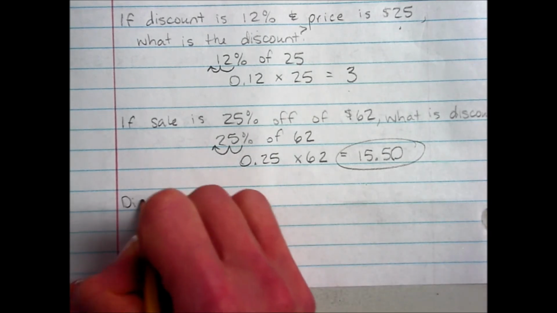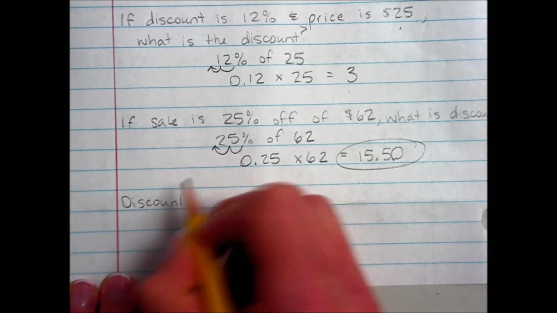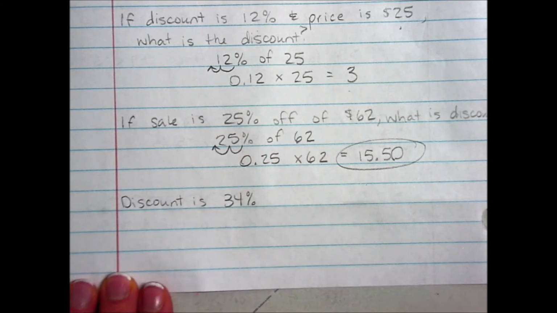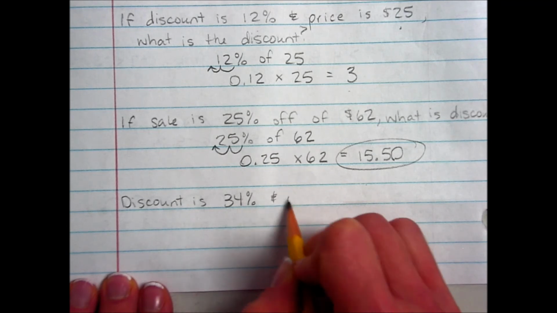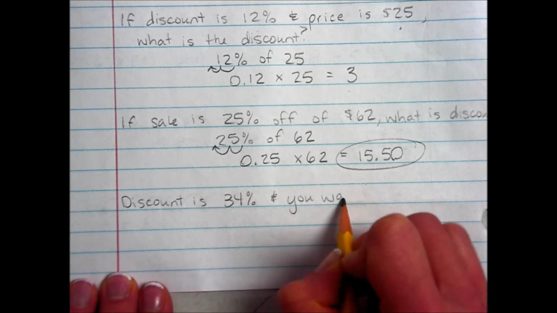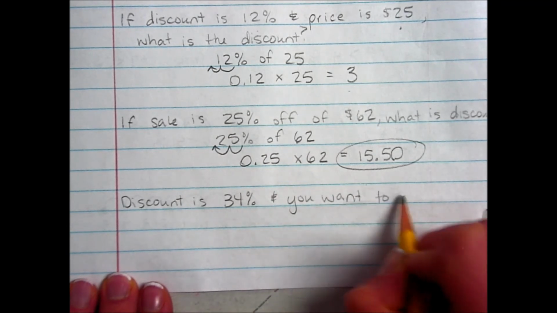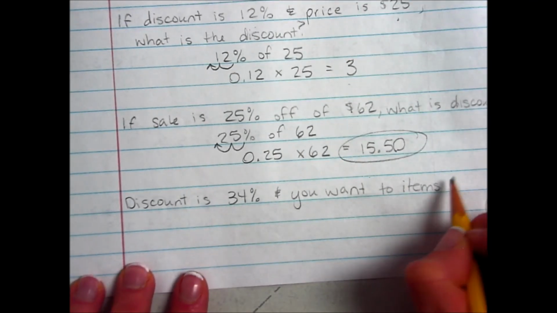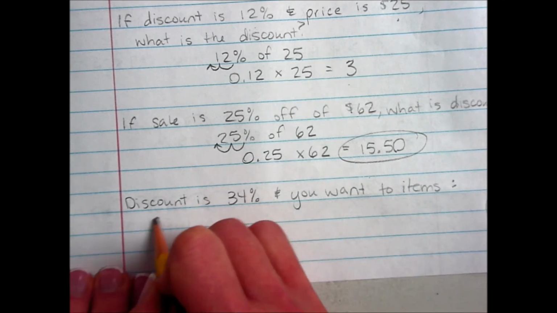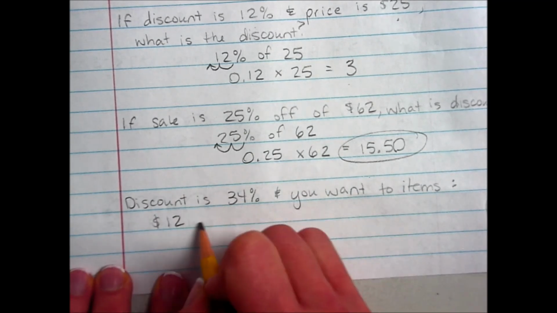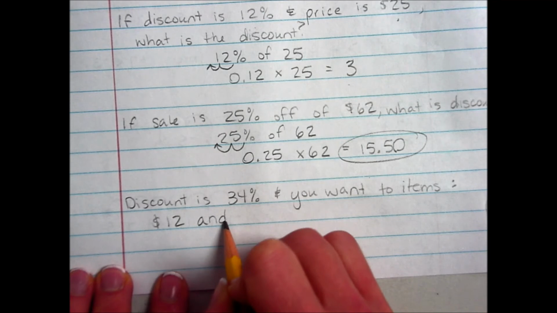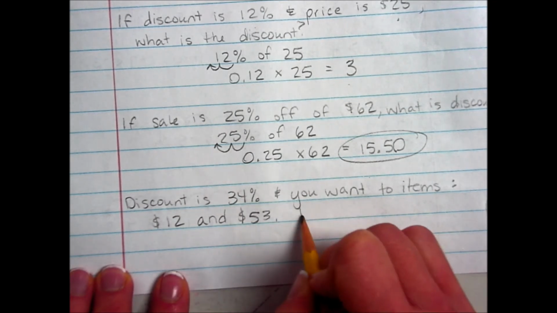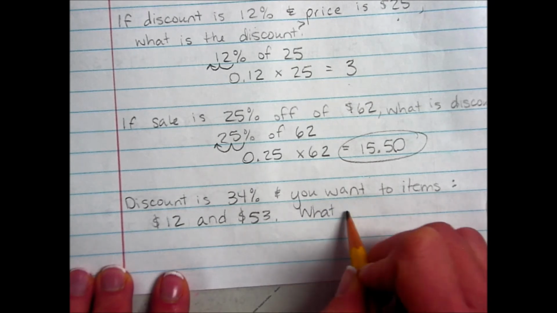Okay, one other type of problem. This time, let's say your discount is 34%, and you want 2 items. And your items, let's say one item costs $12, and the other item is $53. So what will your discount be?